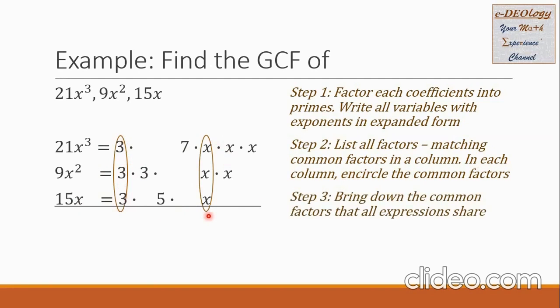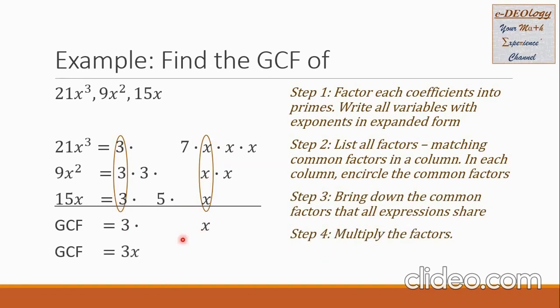Step 3. Bring down the common factors that all expressions share. So the 3 is brought down here, also the x. And then step 4, we will multiply the factors. So the greatest common factor equals 3x.